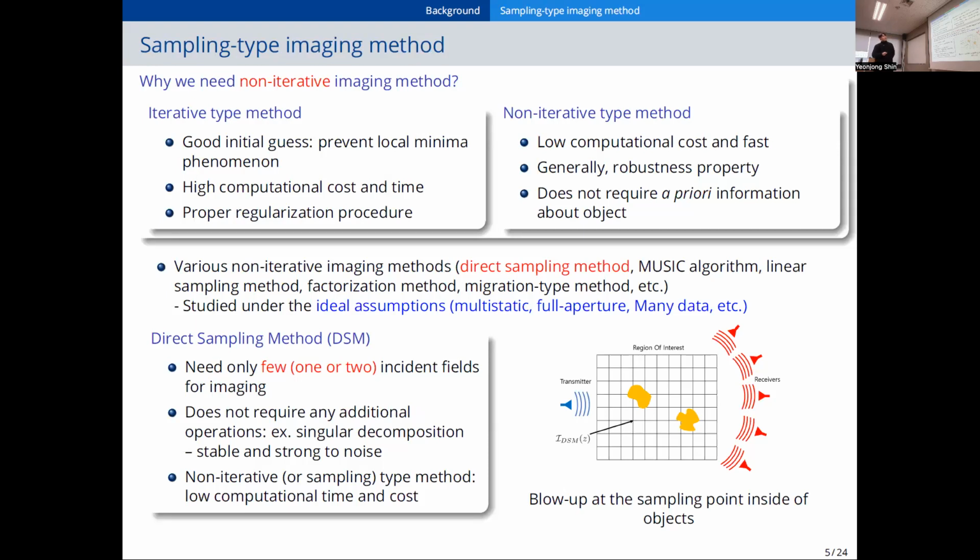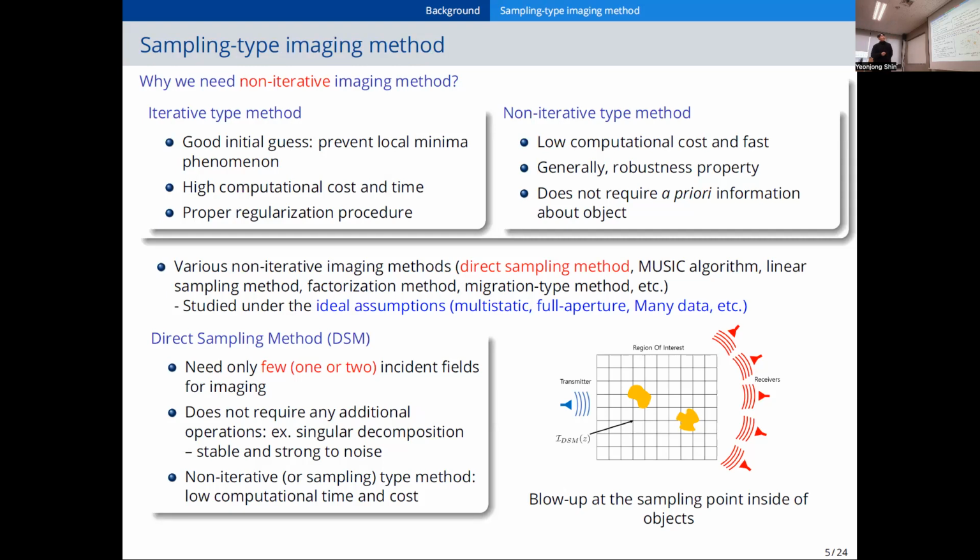The imaging method can be categorized into the iterative method and non-iterative method. The iterative method can be regarded as the non-iterative Newton type imaging method. So we need a good initial guess and proper regularization procedure to prevent local minimum phenomena, and it requires high computational cost and time.